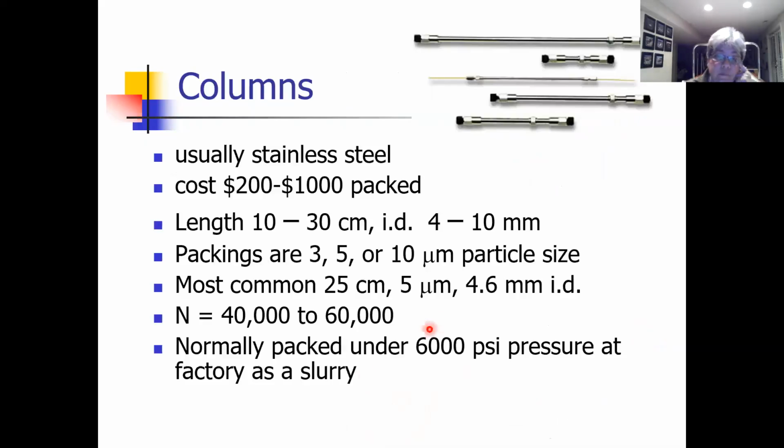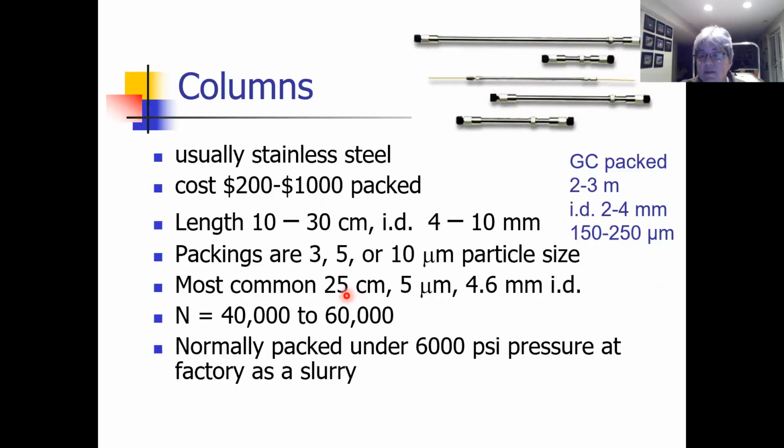Okay, the columns are usually made of stainless steel. You can see a picture of some columns here. And remember, we talked about one way to improve N is to get a longer column. But then you have to buy a new column. So columns can run $200 to $1,000 US, and renminbi is multiplied by 6 to 7 right now. Okay, so it's a pretty good expense to buy a new column. Columns can have lengths of usually 10 to 30 centimeters. The most common is 25 centimeters.